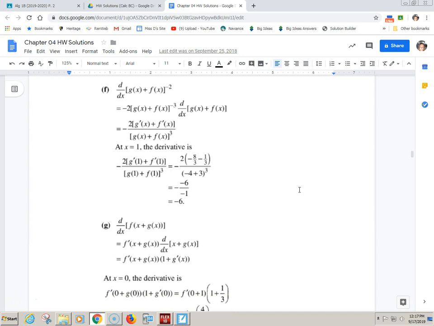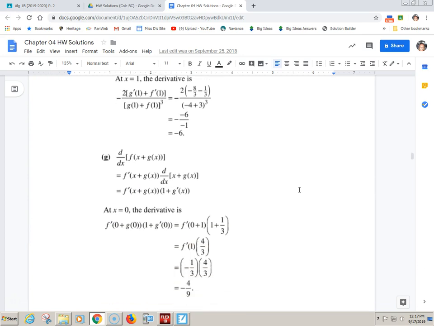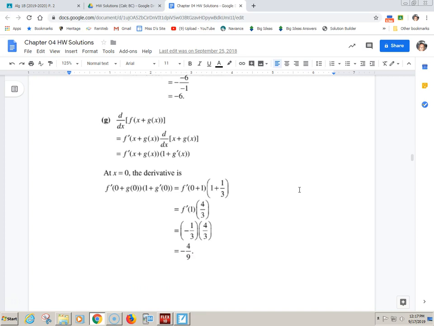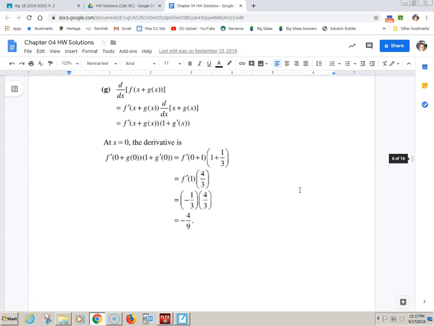F is negative 6. G is negative 4/9. Whew, and then we made it. That was a good problem. I like that one. What was given to you in that one? Was it functions or tables or graphs?